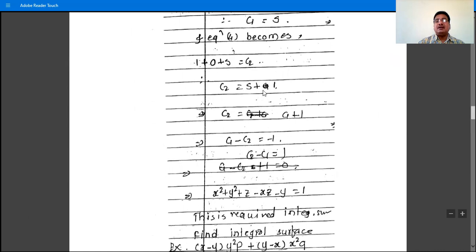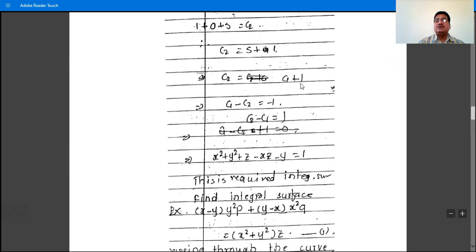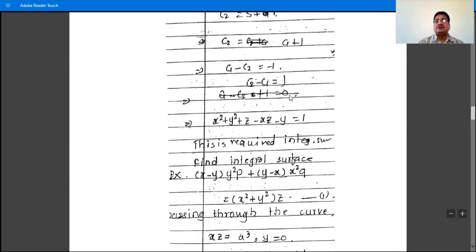Now write c1 as s. So we have c2 is equal to c1 plus 1, and therefore c1 minus c2 is equal to minus 1, or c2 minus c1 is equal to 1. This is the relation between c1 and c2. Then substitute c2 as x square plus y square plus z, and c1 as xz plus y, and after the negative sign it becomes minus xz minus y is equal to 1.